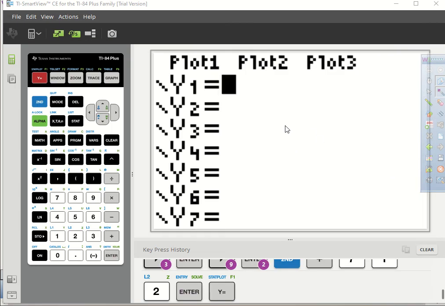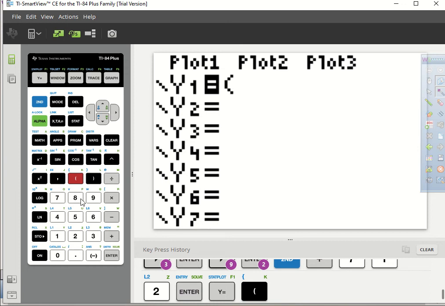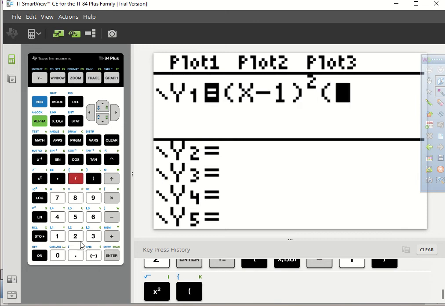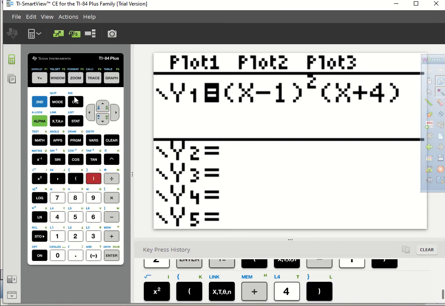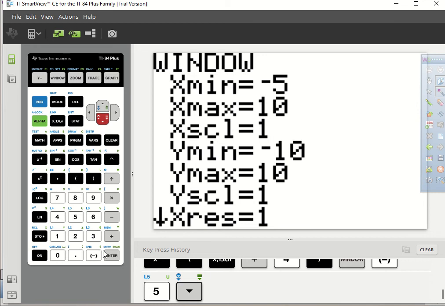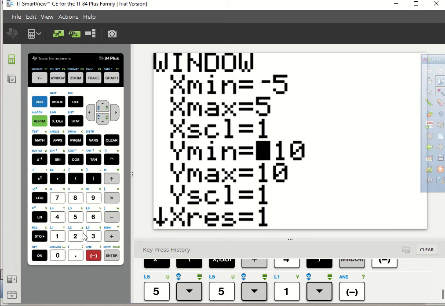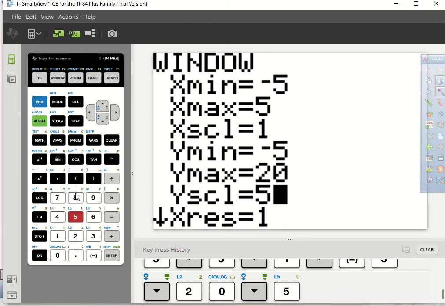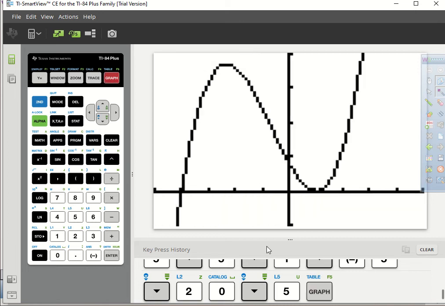I was trying to see if it would work with the keyboard, but it doesn't. This is (x minus 1) squared times (x plus 4). I'm going to go to my window and adjust it, just as the paper will tell you what to type in. Okay. I'm going to hit graph, and you're going to get something that looks like this, so you can go ahead and sketch that.